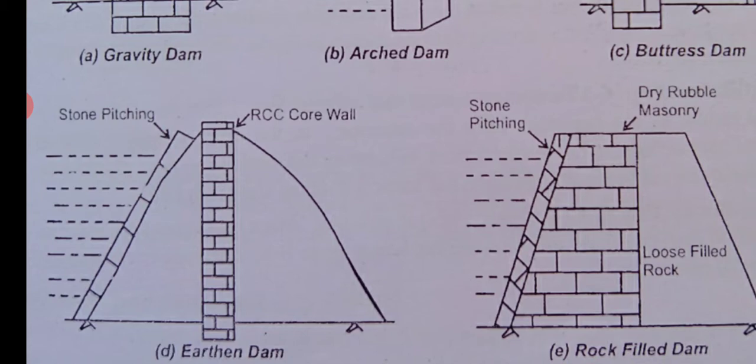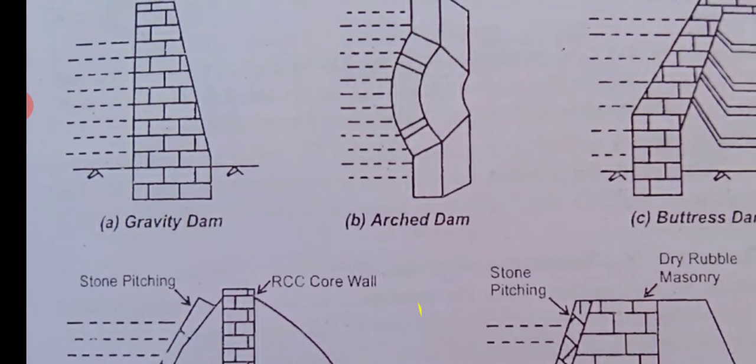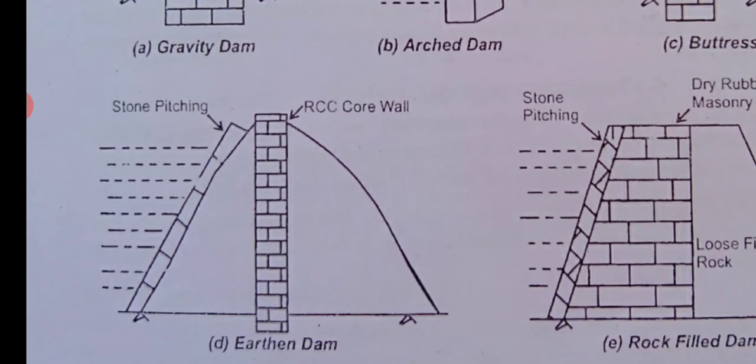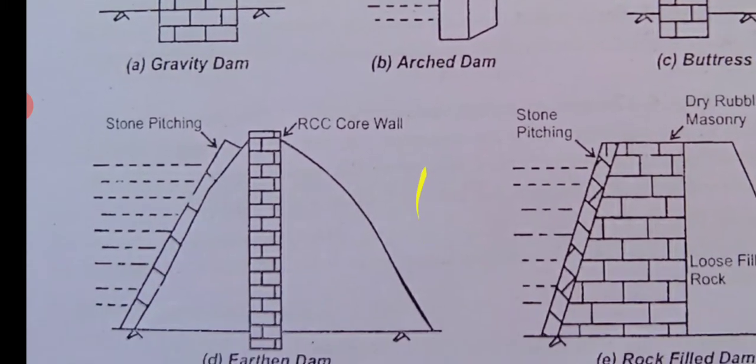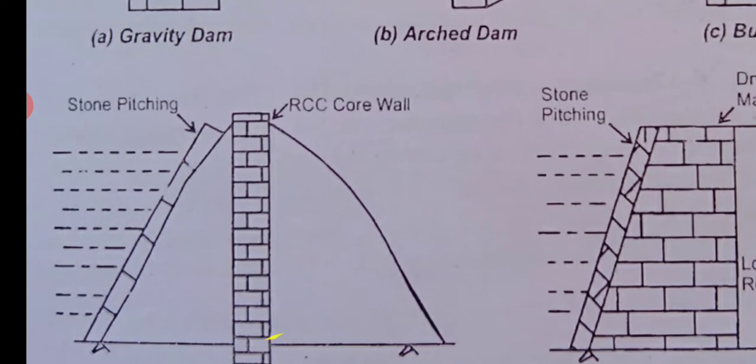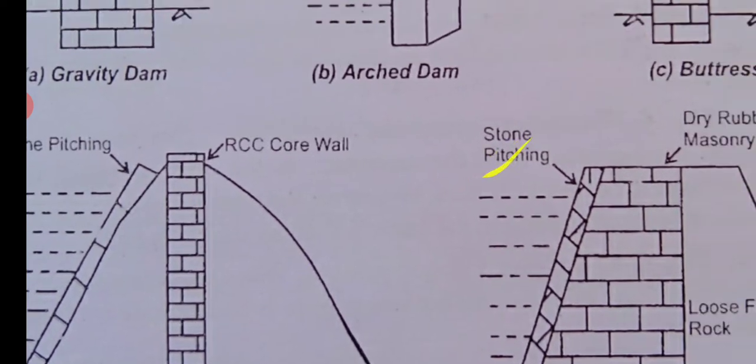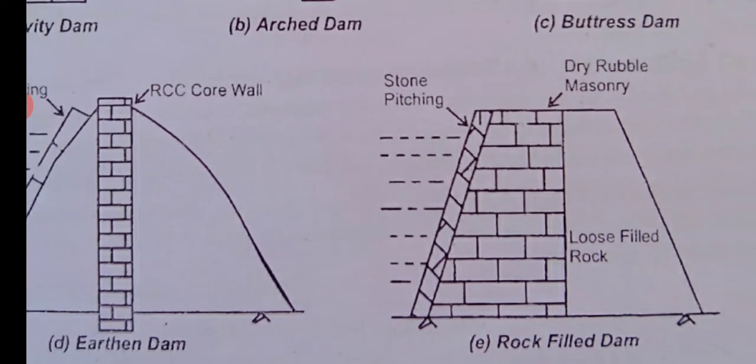stone lining is given, pitching is given at the end. Okay, surface. And please see all these dams. Now, you can see at the top the thickness will be less, but as you go down, because the water pressure increases, the area becomes large to withstand the water pressure.